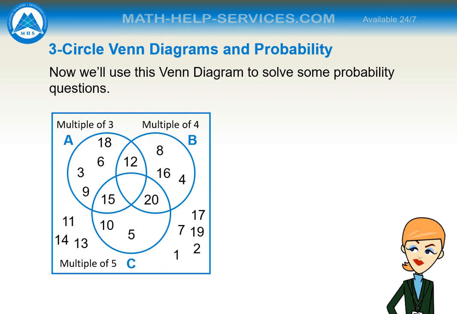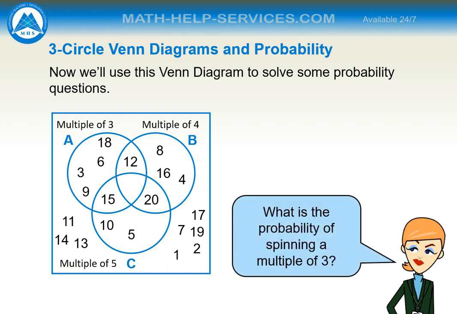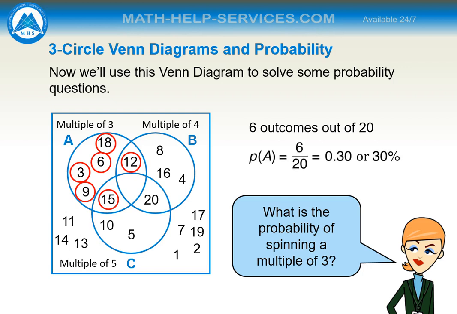Now we'll use this Venn diagram to solve some probability questions. What is the probability of spinning a multiple of 3? Well, the multiples of 3 are all contained in set A. There are 6 outcomes out of 20 possibilities. So the probability of event A is 6/20ths, or 3/10ths, or 30%.